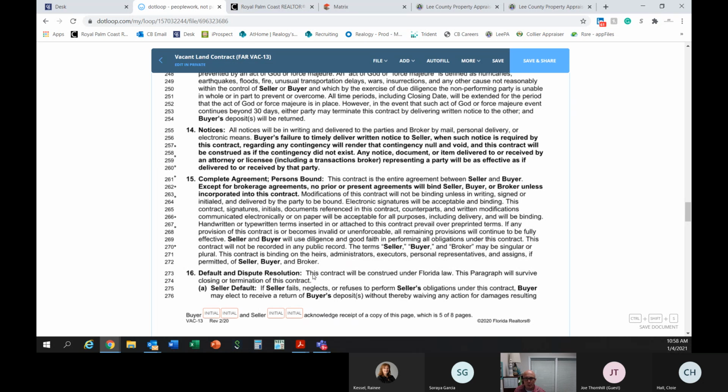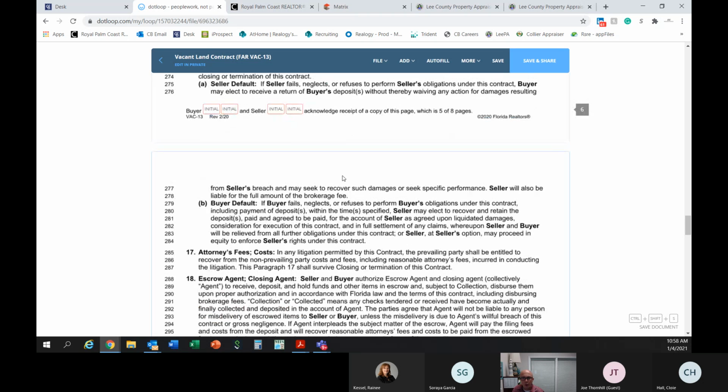Okay. Default and dispute resolution. This contract will be construed under Florida law. This paragraph will survive closing or termination of this contract. Seller default. If seller fails, neglects, or refuses to perform seller's obligation under this contract, buyer may elect to receive a return of buyer's deposits without thereby waiving any action for damages resulting from breach and may seek to recover such damages or seek specific performance. Seller will also be liable for the full amount of the brokerage fee. Okay, so if seller defaults, seller's still paying the commission.